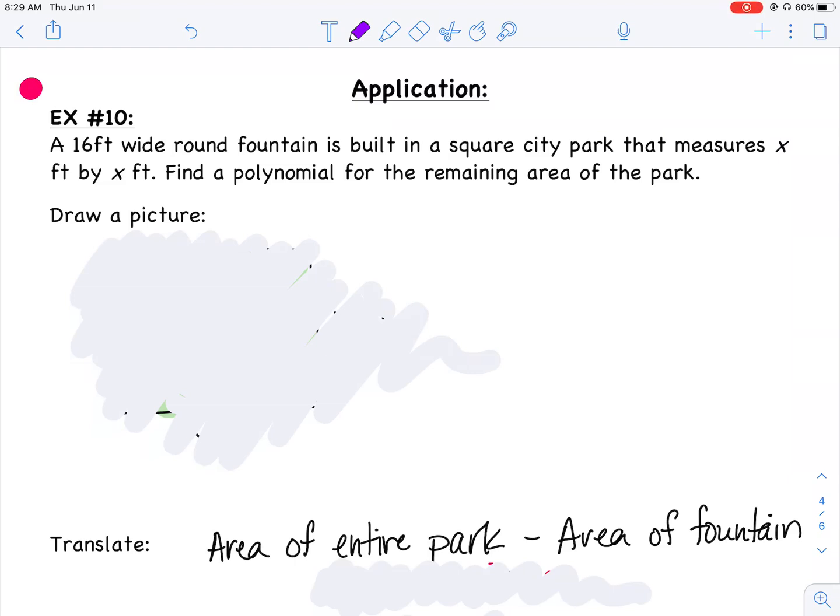Okay, here's our last video in section 4.3 on adding and subtracting polynomials. We're going to do our last example here, a little bit of application: how can we possibly use these polynomials, something with multiple terms and variables in it, in the real world.